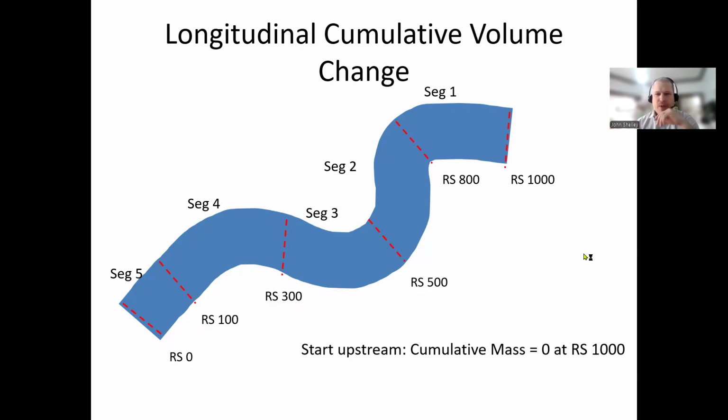All right, so now we're going to talk about how to compute a longitudinal cumulative volume change curve. The way this works is we are going to start upstream and accumulate the volume change as we move downstream. So right at river station 1000, there is zero volume change because there's no volume. It's just a location. But by the time we get to river station 800, we'll have the volume change that's between 800 and 1000, which we compute as we just explained, by computing volume change between two bounding cross sections.